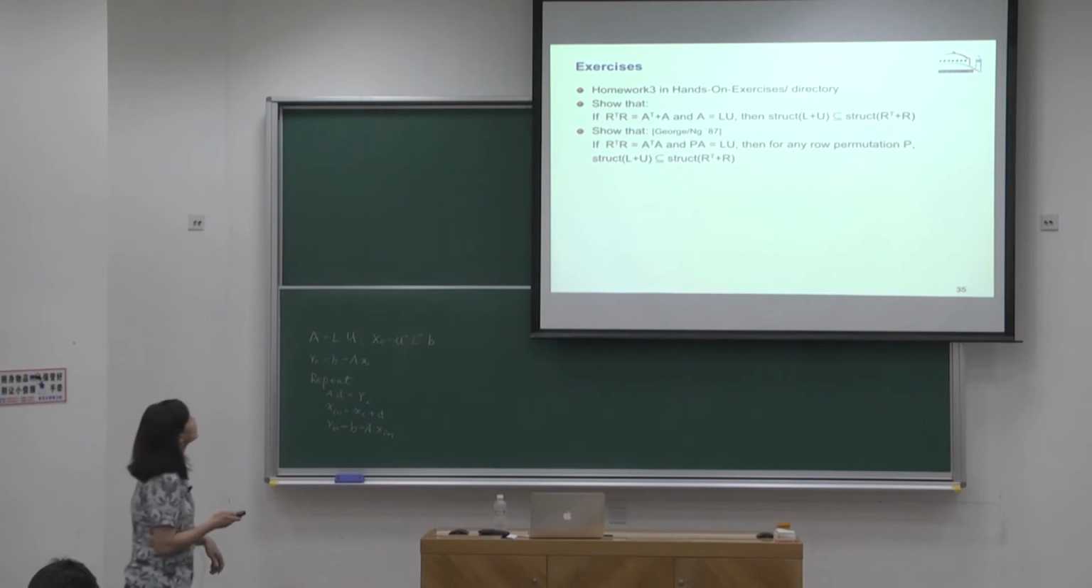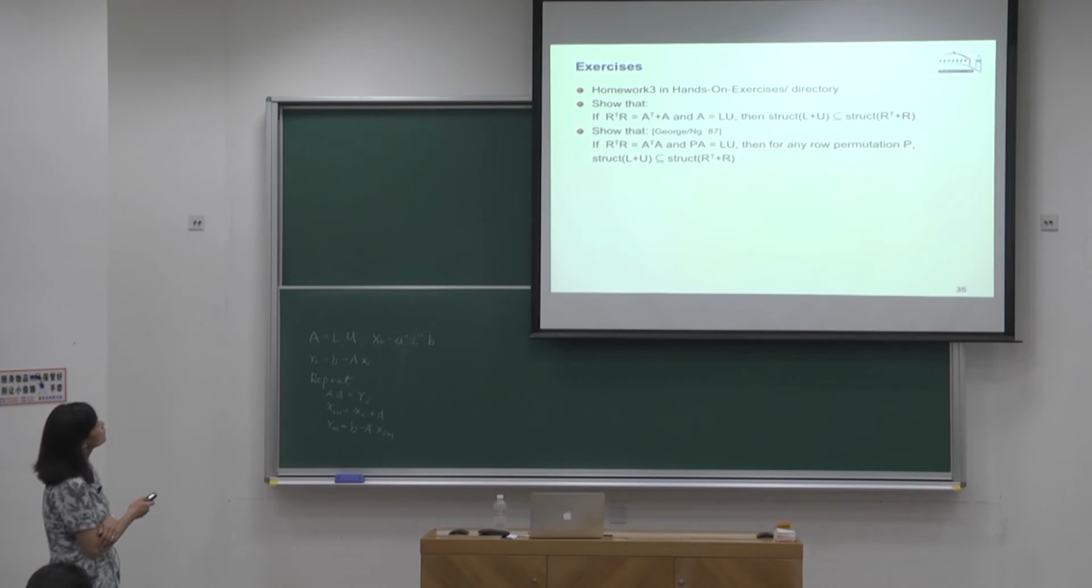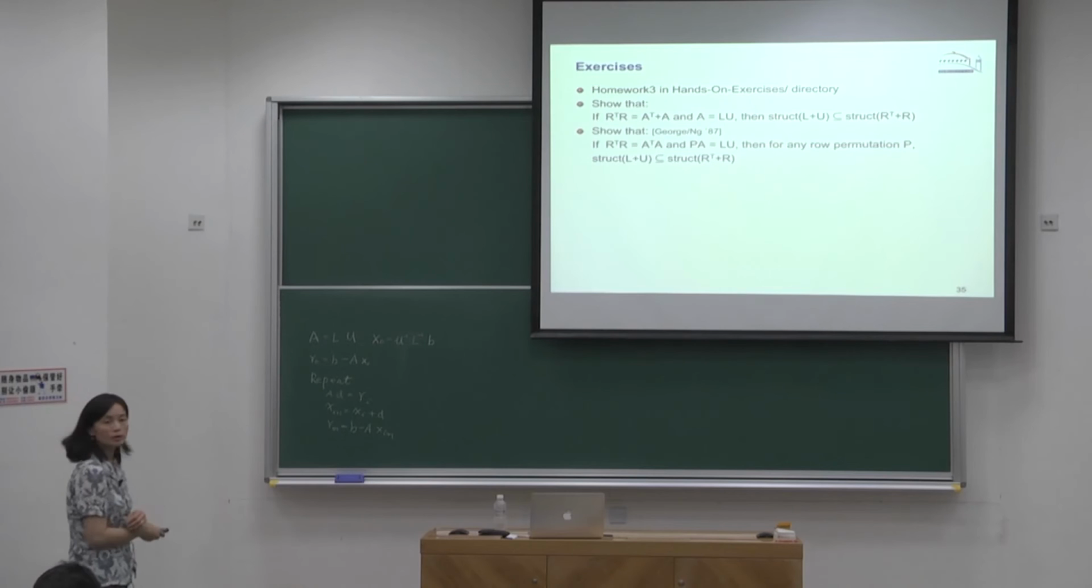Okay, so what are the exercises? There's one PDF file in the hands-on exercise folder. There are several simple graphs. I want you to go through them and think about what's the best elimination order to get minimum fill. And then for these two problems, you can think about the structure containment property of these two. That's useful for non-symmetric LU factorization, so you can prove it. It's not difficult.